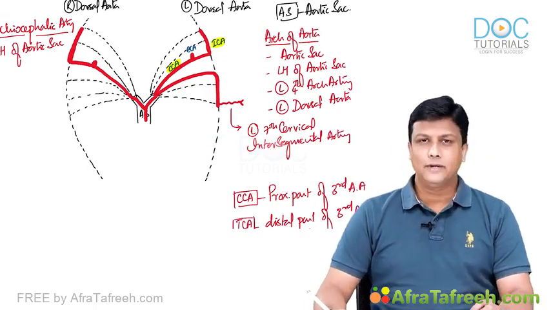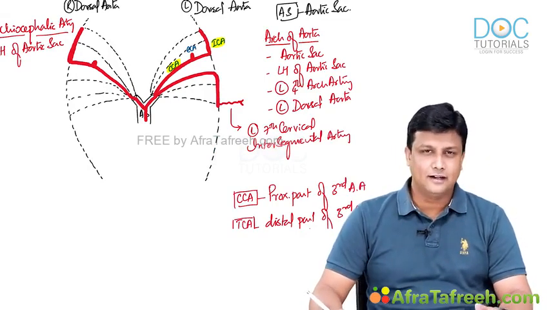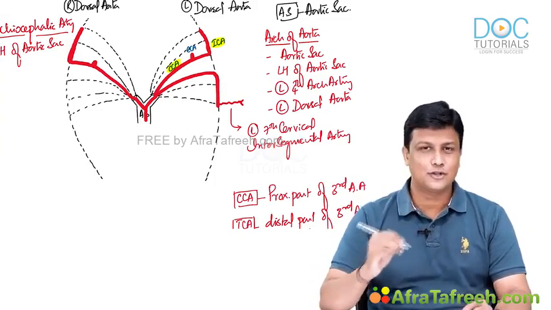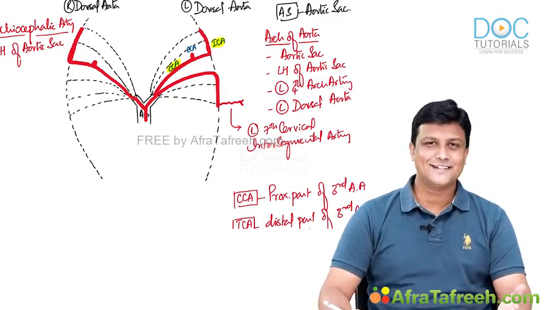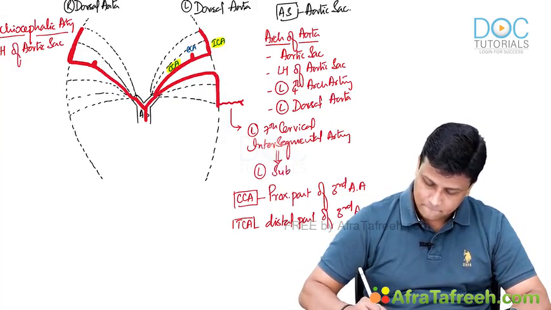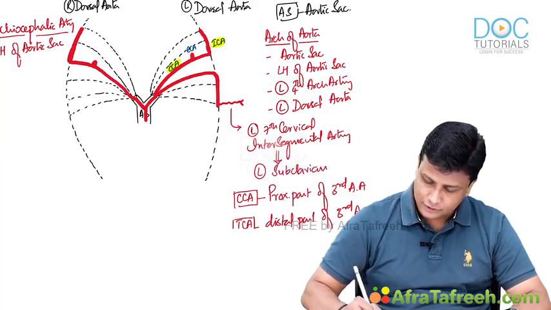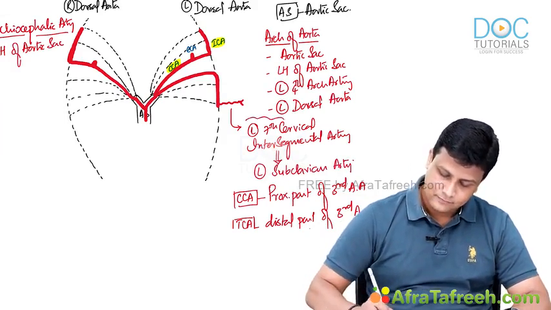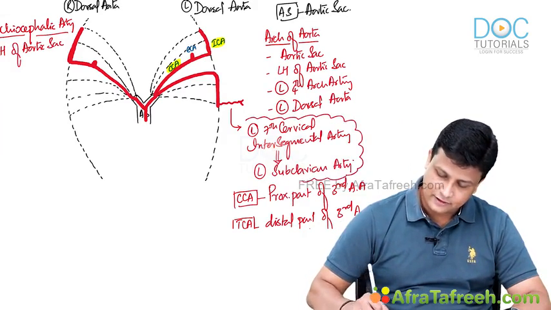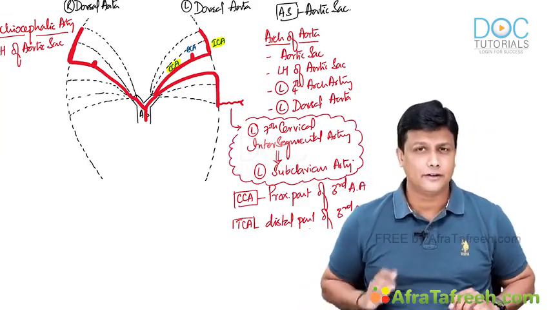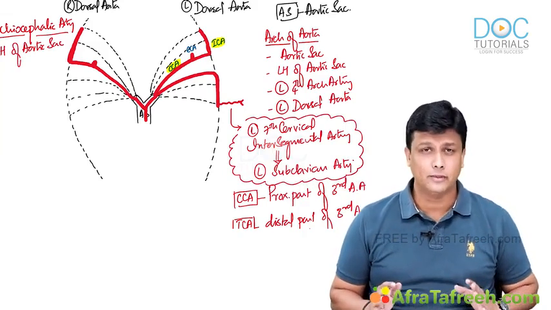And the moment you look at my diagram, you can easily understand that the left 7th cervical intersegmental artery is a branch of your arch of aorta only. That's the reason why, my dear friend, it has to form your left subclavian artery. So the left 7th cervical intersegmental artery is the one which is going to form the left subclavian artery. That's all. Crystal clear concept.